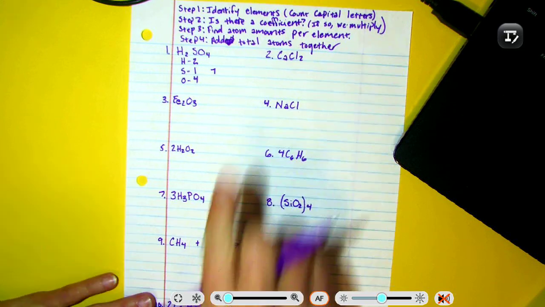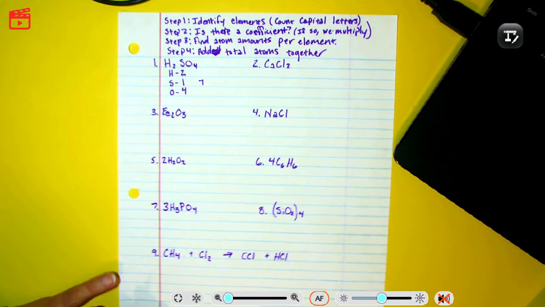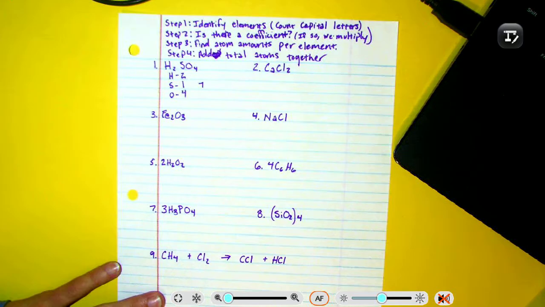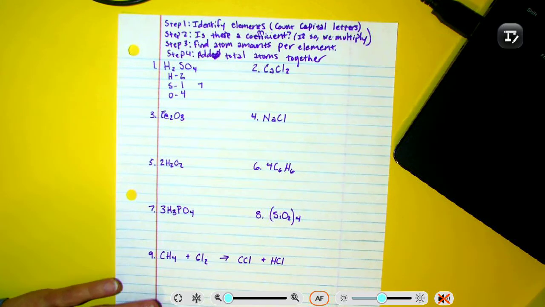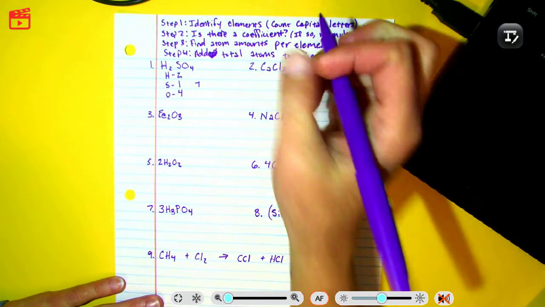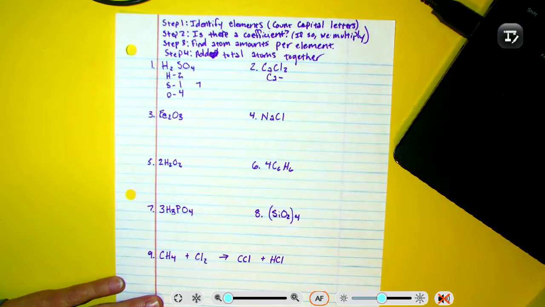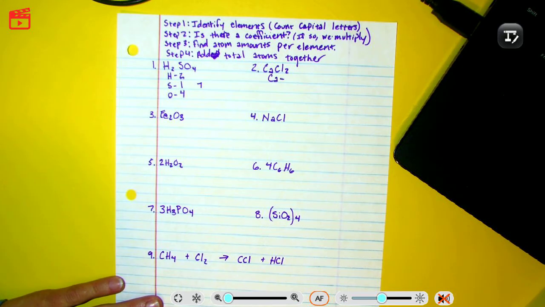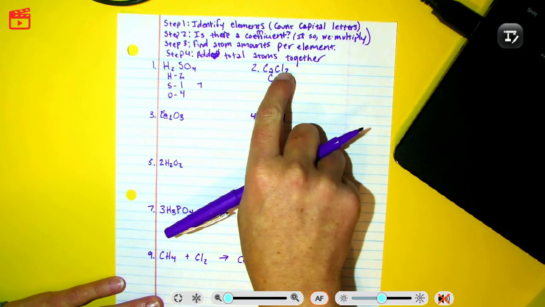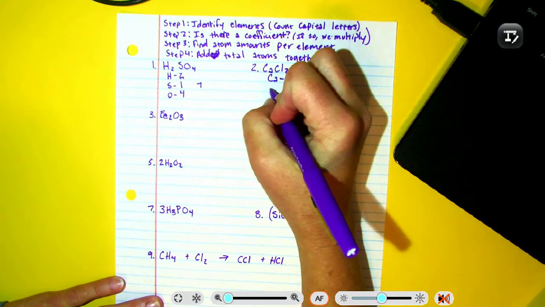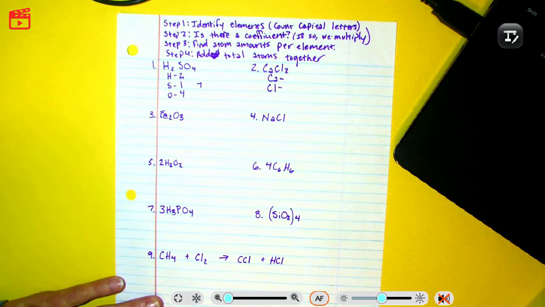Now, looking at number 2, what's step 1? We identify the elements. How do we do that? We count capital letters. So I have a capital C and a lowercase a, so I know that Ca is 1. And then I have a capital C and a lowercase l, so I know that Cl is also 1.